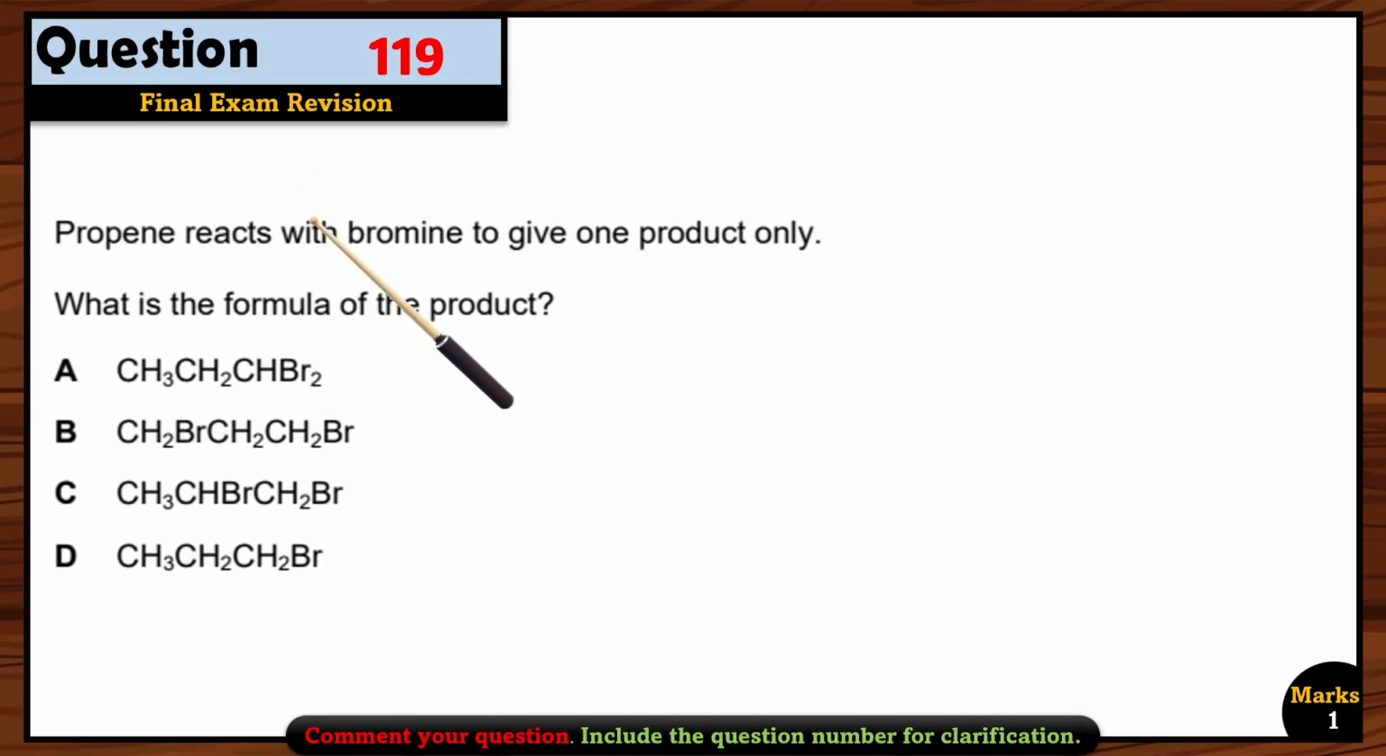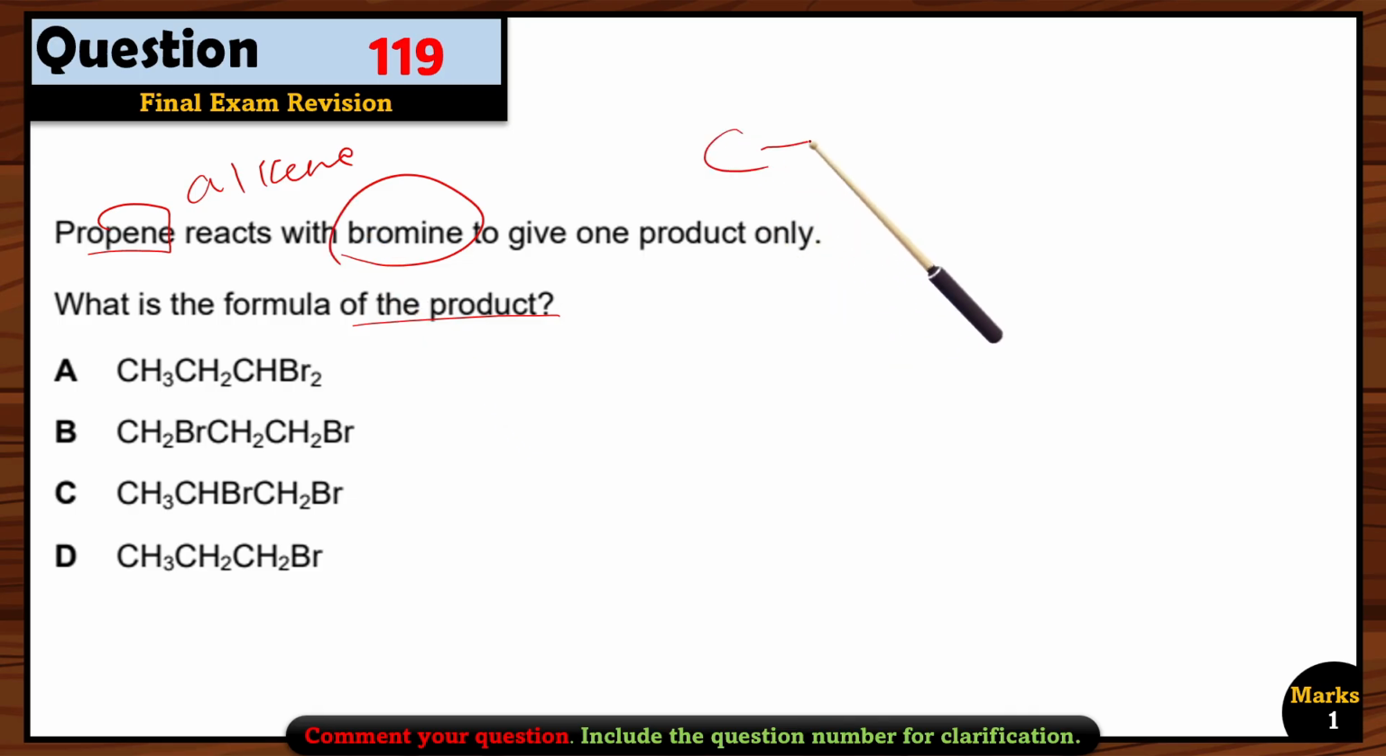Let's see 119. Propene reacts with bromine to give one product only. What is the formula of that product? If you see, propene is an alkene. So alkenes can do addition reaction with halogens. Alkenes have at least one double bond between the carbons. So when bromine reacts, you will see 2 bromines at 2 different carbons. So see where we can find 2 bromines attached to 2 different carbons.